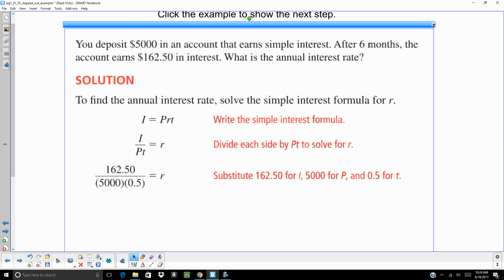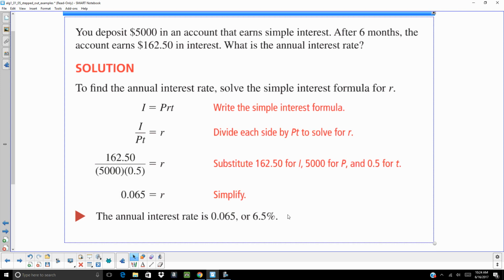That's kind of tricky. You need to take that 6 months and convert it into years. Then it's just a matter of plug and chug. Put that into your calculator. And remember, with percentages, you need to move that decimal point. It's 6.5%. And that is a reasonable answer.